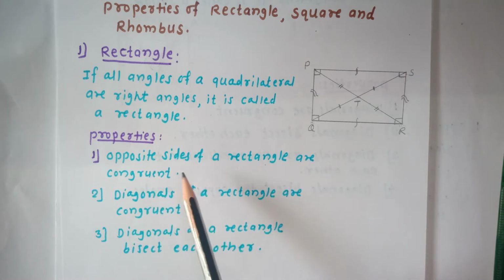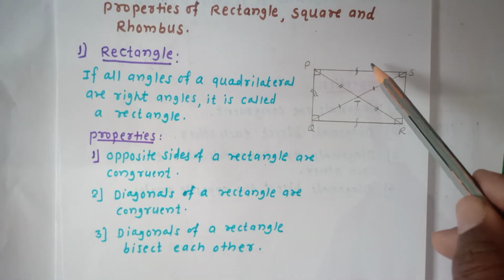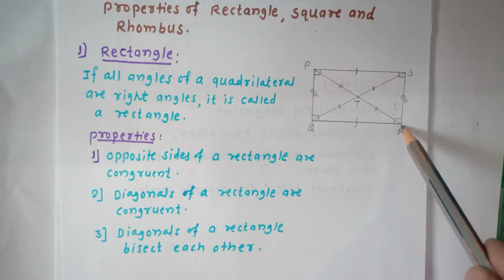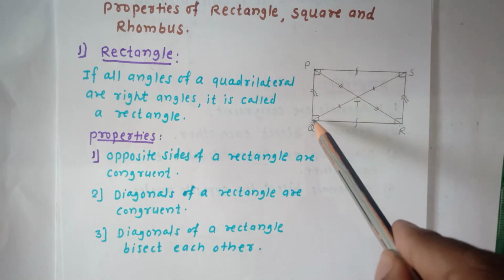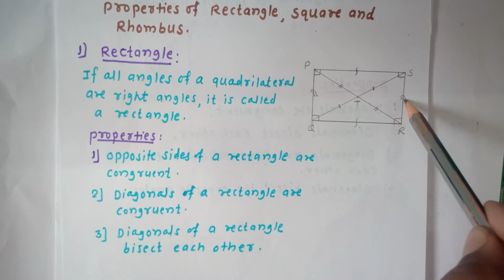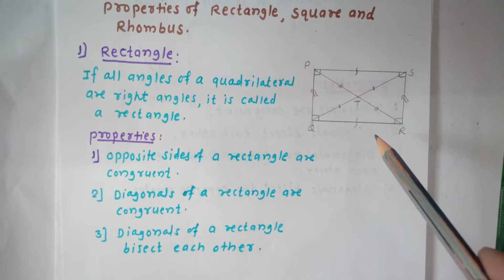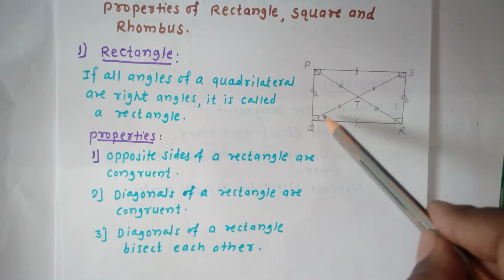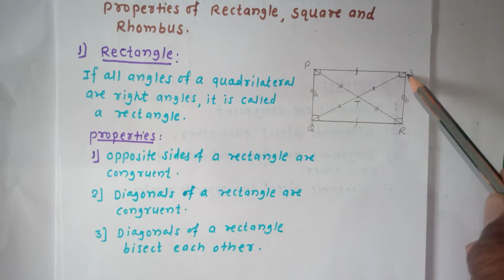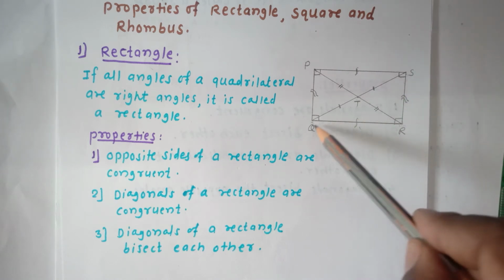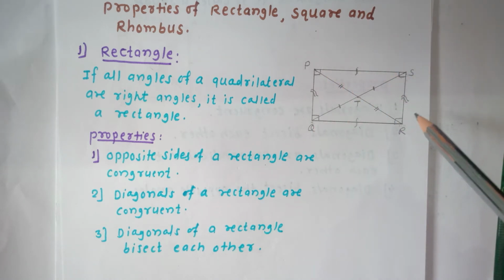Opposite sides of rectangle are congruent. Opposite sides, that is side PS congruent side QR. Also side PQ congruent side SR. So opposite sides of rectangle are congruent. This is one property. Number two is diagonals of rectangle are congruent. For this rectangle, QS is one diagonal and PR is the other diagonal. These two diagonals are congruent. So diagonals of rectangle are congruent.